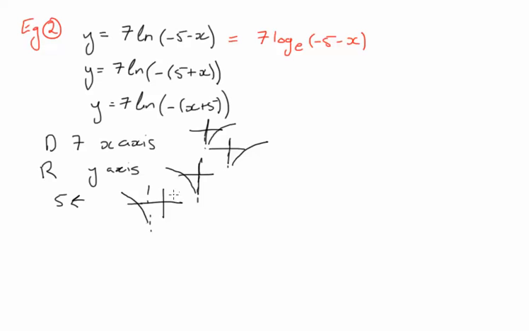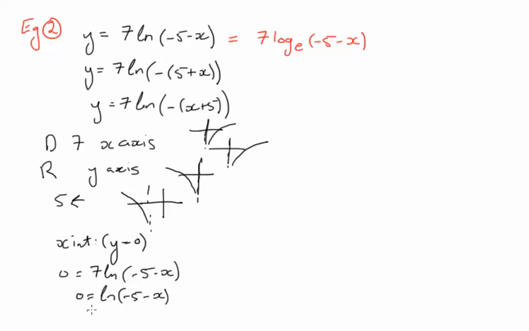You've got the basic shape. Of the 4 labels, what do we need to find? Well, it looks like we just need to find the x-intercept. So let's find the x-intercept by making y equals 0. 0 equals 7 natural log of (-5 minus x). This is going to test your understanding of log laws. So we're going to divide both sides by 7. 0 equals natural log of (negative 5 minus x).